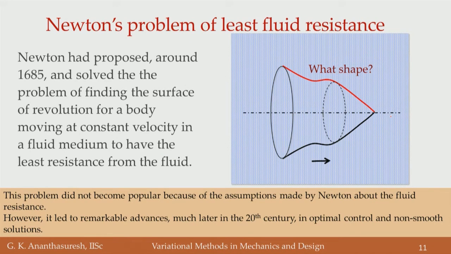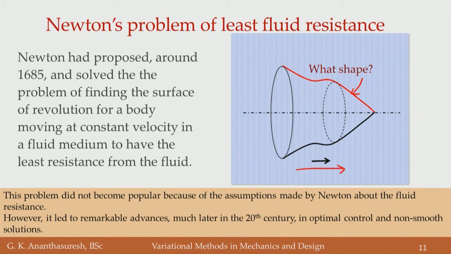Newton, who lived after Fermat, had a problem of his own that fits the calculus of variations. He wanted to find the optimum shape, what is shown here, which is a surface of revolution, for a body that is moving in a fluid. What shape will minimize the drag on it, minimize the resistance of the fluid on it as it is moving in the direction that is shown here? When it is moving like this, what particular shape will have the least drag?